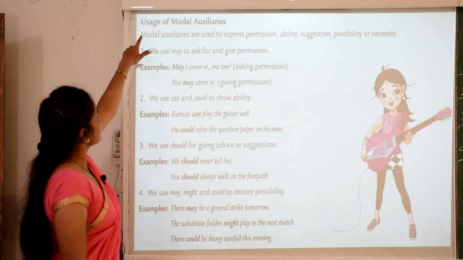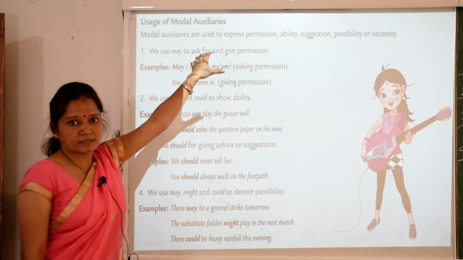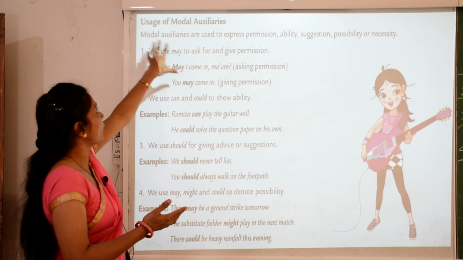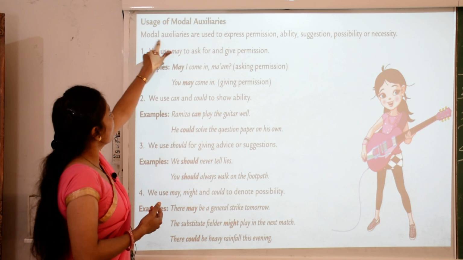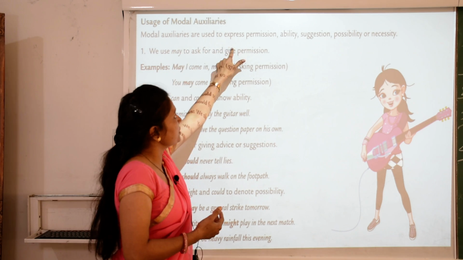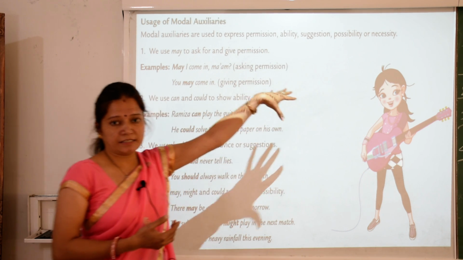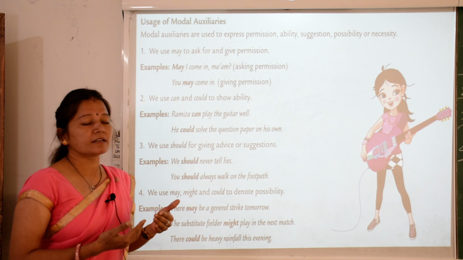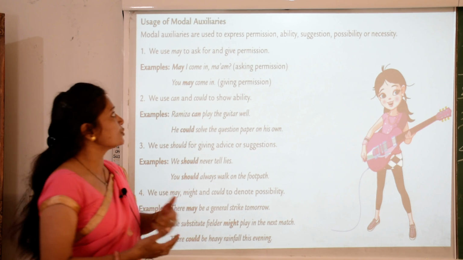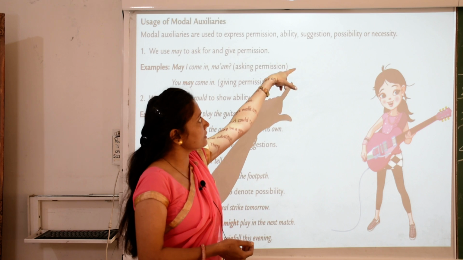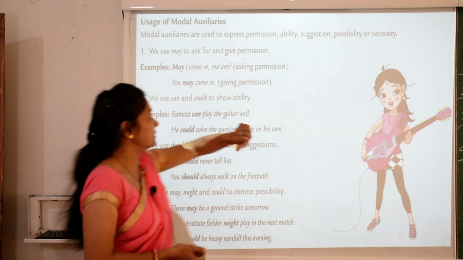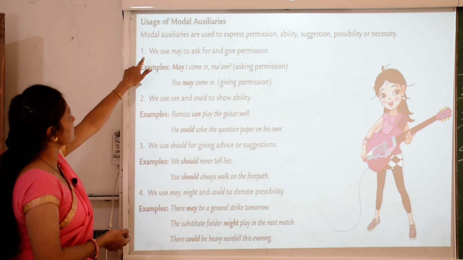Now let's move on to the next usage of modal auxiliaries. What are the uses of these modal auxiliaries? Modal auxiliaries are used to express permission, ability, suggestion, possibility or necessity. Why are we using these modal auxiliary verbs? To show permission, ability, suggestion, possibility or necessity. So now let's read in detail.